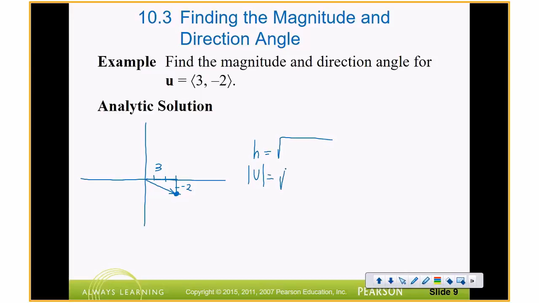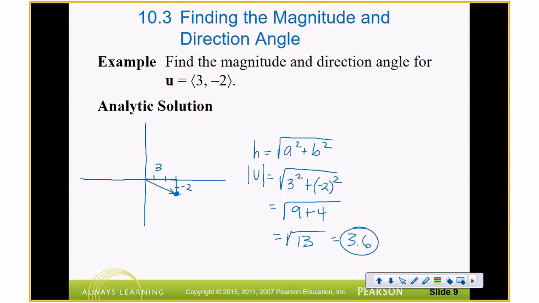So the hypotenuse, or the magnitude of the position vector, is equal to the square root of a squared plus b squared. And this is going to be 3 squared plus negative 2 squared, which is equal to the square root of 9 plus 4, which is 3.6. Now, if we were going backwards, they would give us the theta.